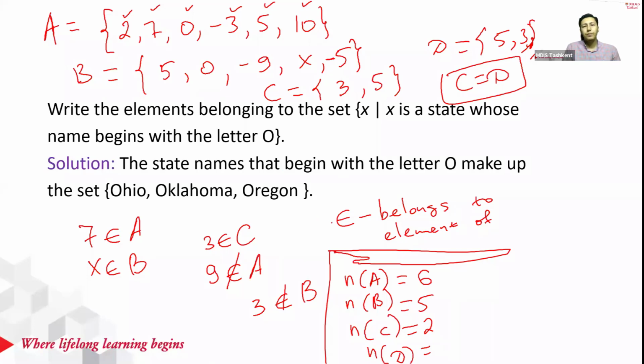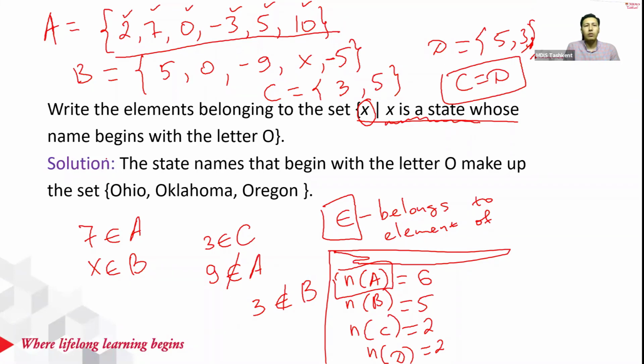So we have these two signs. This means belongs to or element of. This means number of elements. A set consists of x elements, and x has the following properties. x is a state whose name begins with letter O. So that is Ohio, Oklahoma, Oregon.